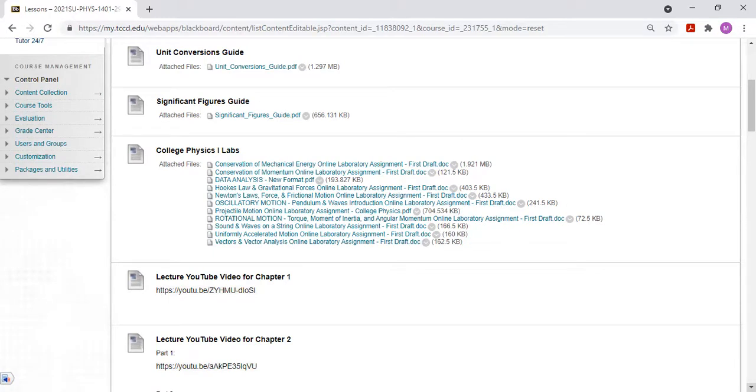All right, so the very first lab we're going to have is a data analysis lab. I'll talk about that a little bit more, but all the labs that you could possibly do in this class are all located right here.